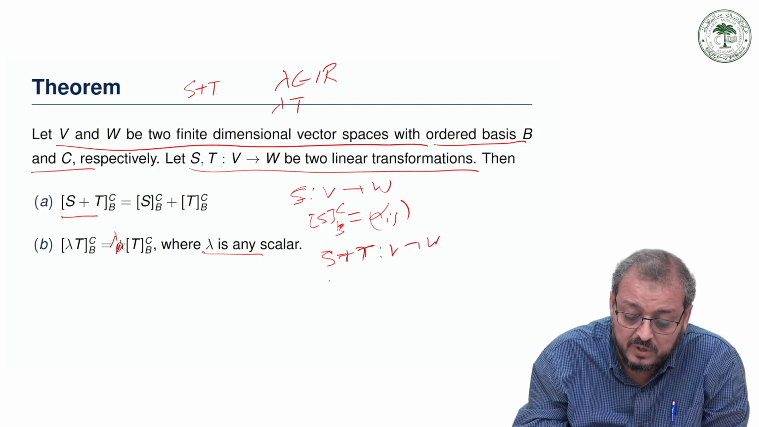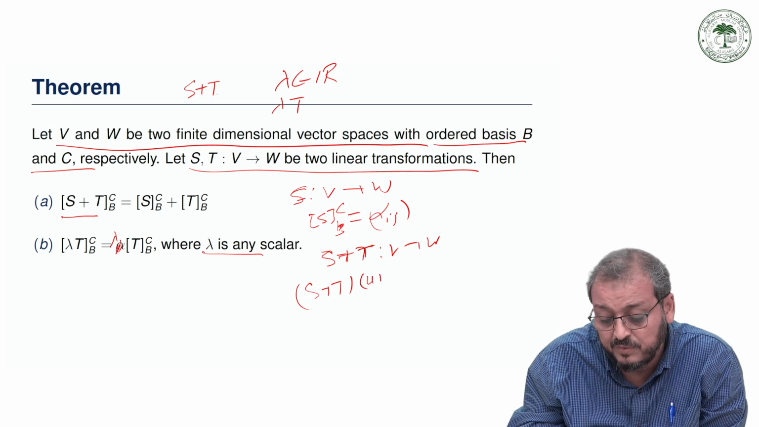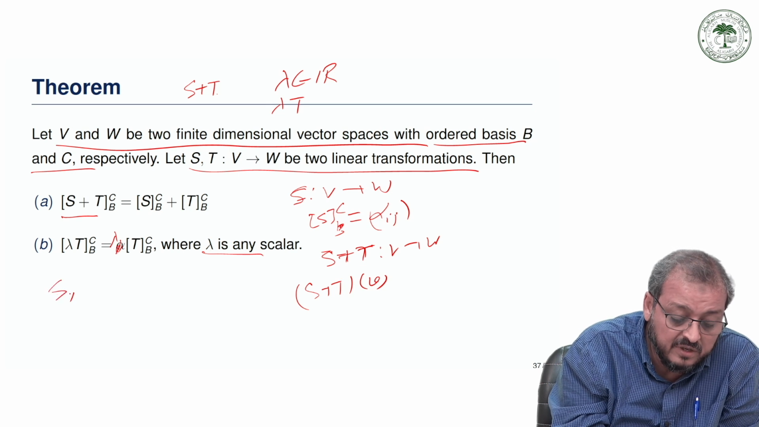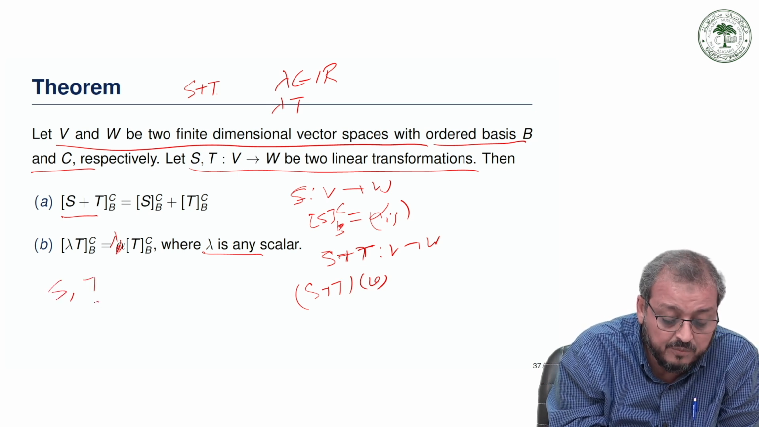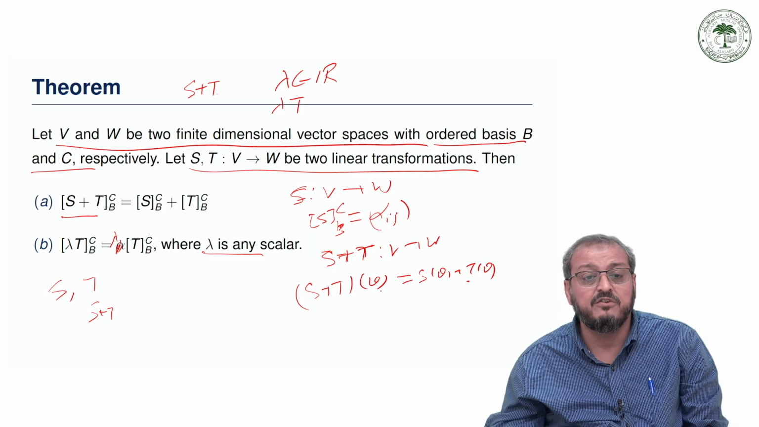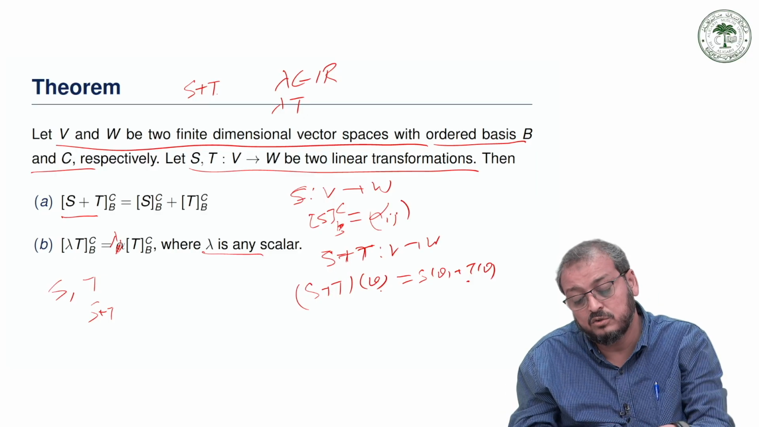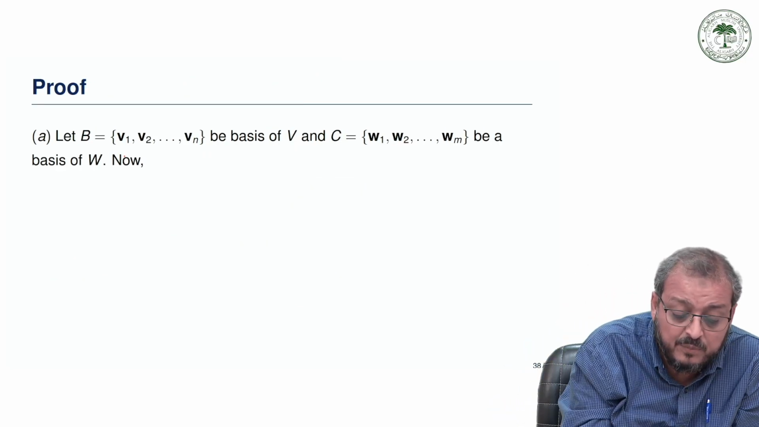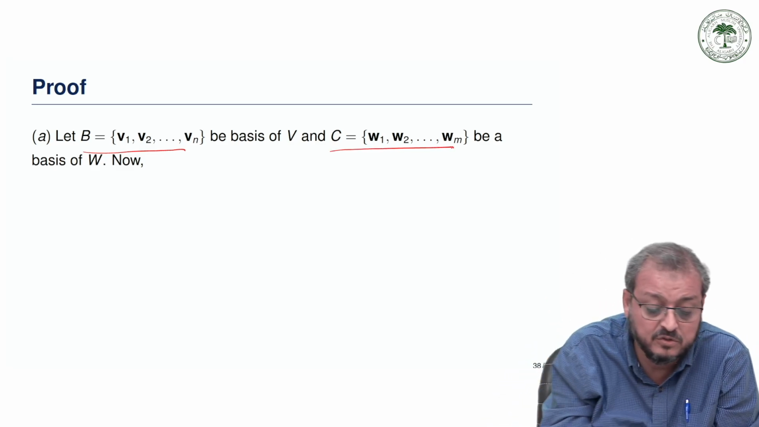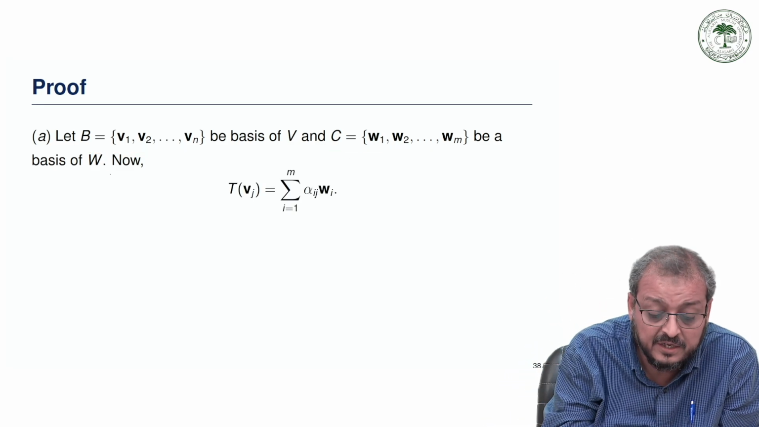Then we have to define S plus T. According to our definition, if S is a linear transformation and T is a linear transformation, then S plus T can be defined as S of v plus T of v, and in a similar fashion we can use this technique to prove this. Okay, let's prove that. Let B equal to V1, V2, up to Vn be a basis, and C equal to W1, W2, up to Wm be a basis of W. Now I take T of Vi, which can be written in this form.